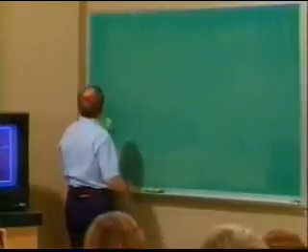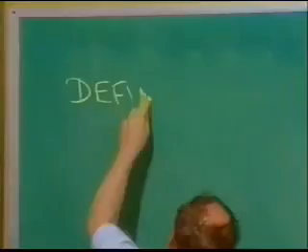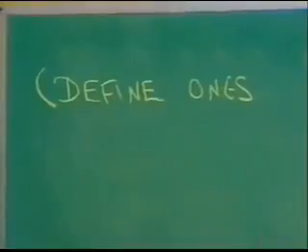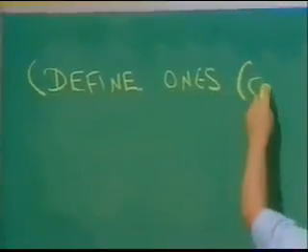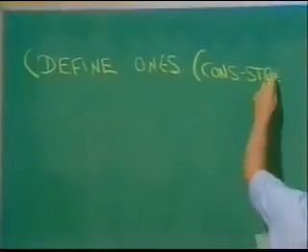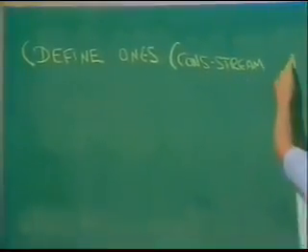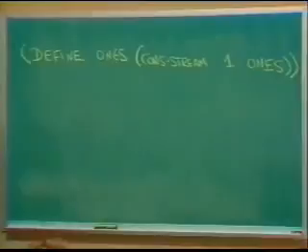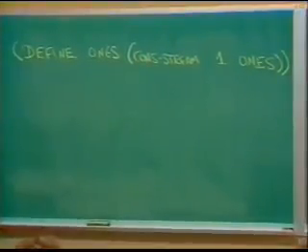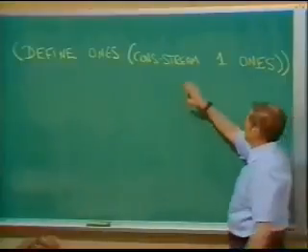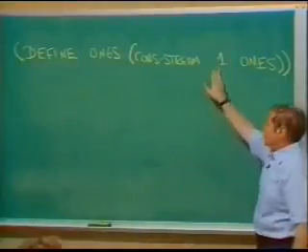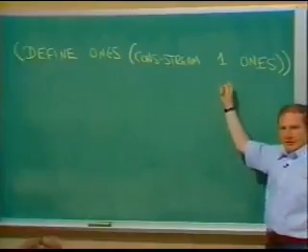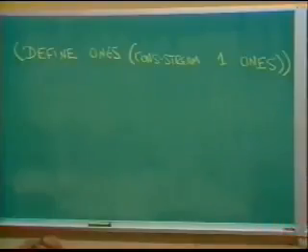Suppose I write this. I say define ones to be cons-stream of 1 onto ones. And what's that? That's going to be an infinite stream of ones, because the first thing is 1, and the tail of it is a thing whose first thing is 1, and whose tail is a thing whose first thing is 1, and so on and so on. So that's an infinite stream of ones.